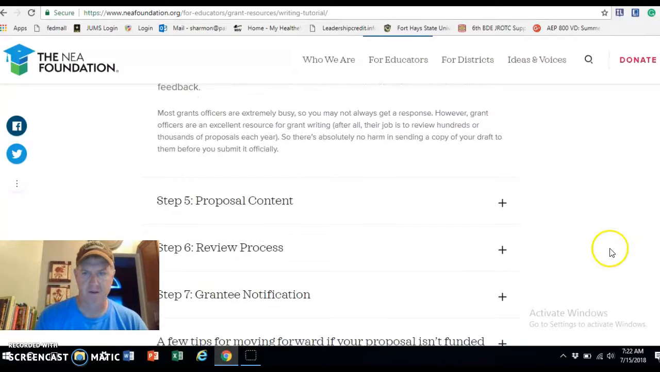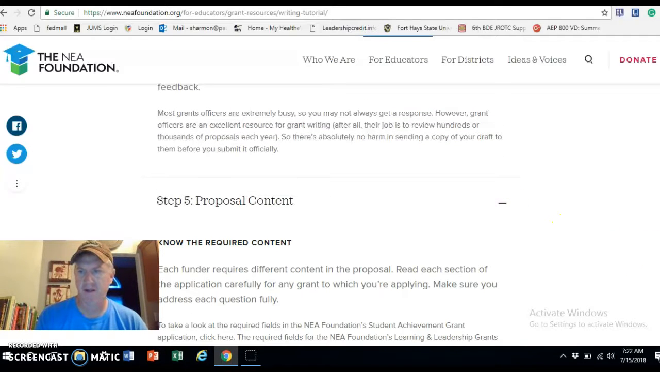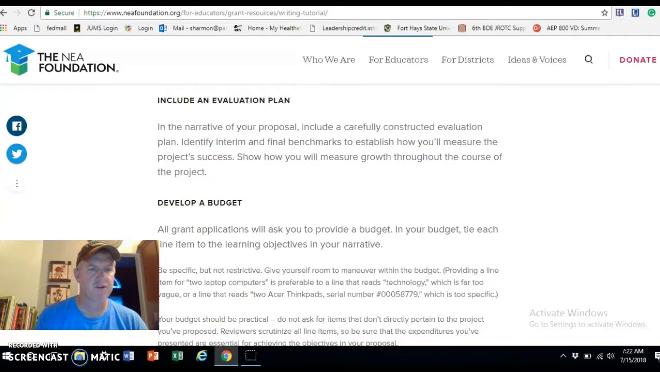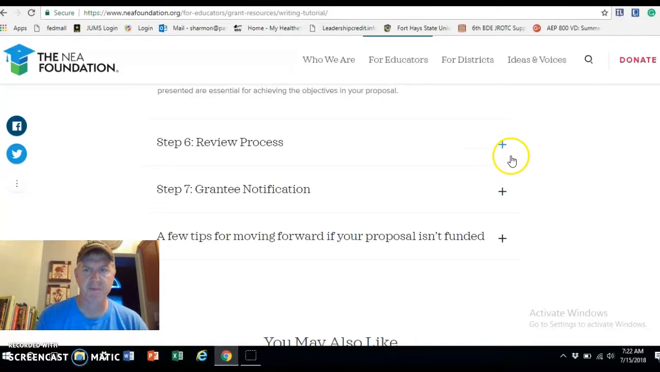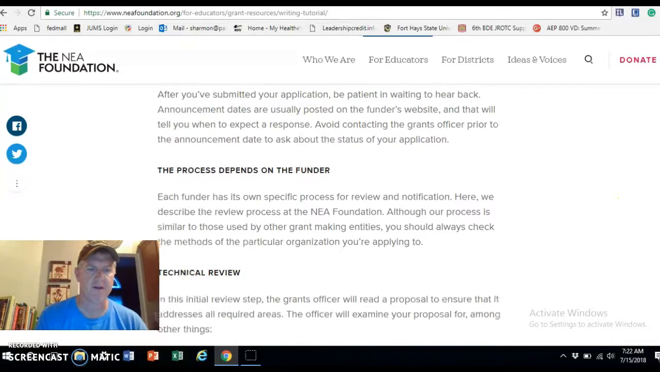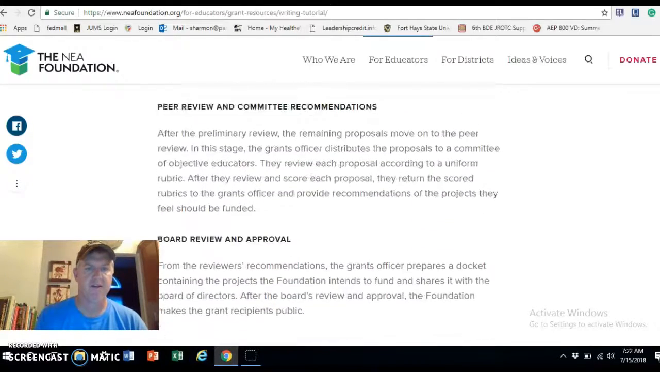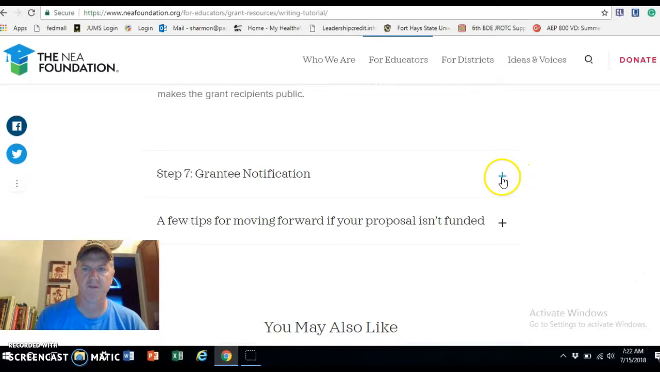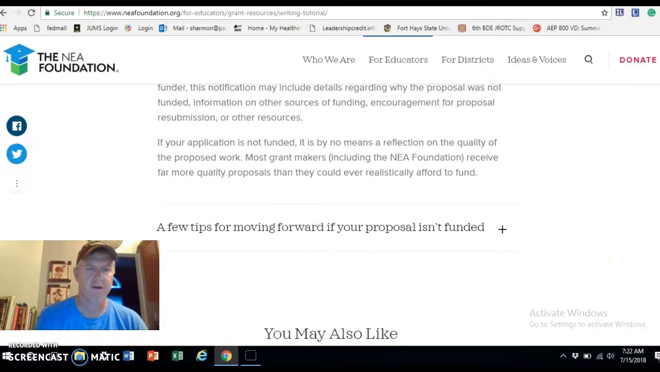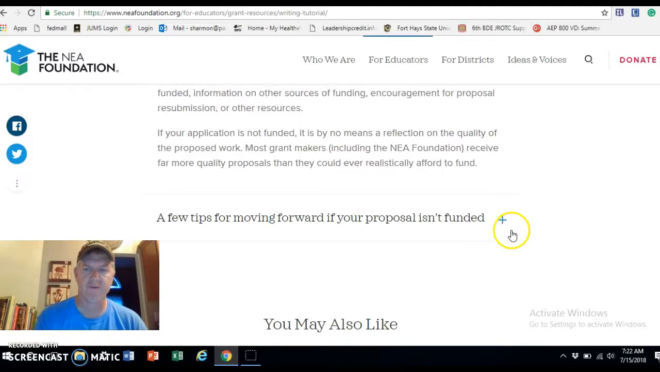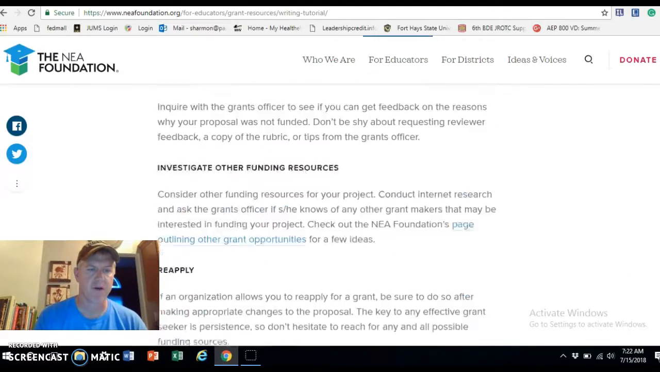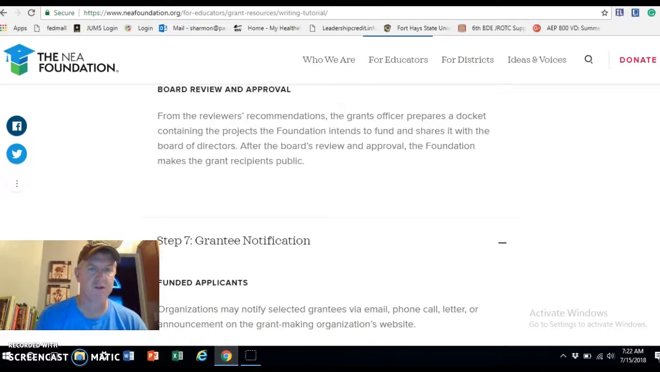Then you get to content. You need to know your content. Have a plan of how you're going to evaluate yourself, what your budget would be, how you're going to spend the money, and then wait. And it tells you there are all these different ways that grants are approved, and then how you're notified, and then what to do if you don't get it. It kind of says just try again. Look at other resources, reapply, take a grant writing course.